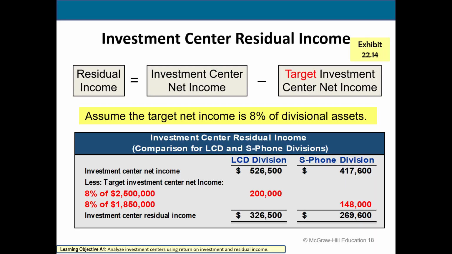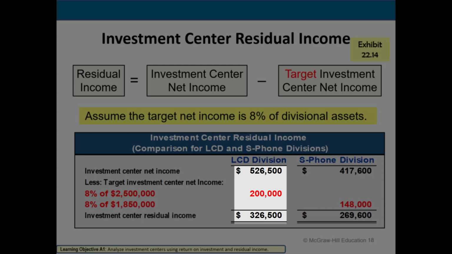So we're going to compute the target investment center net income for each and then subtract it from their net income and see which one has a higher residual income. So you can see the calculations in red at the bottom, and then we'll subtract that from their net income. So it looks like LCD division is doing better than S-Phone division using this measure.